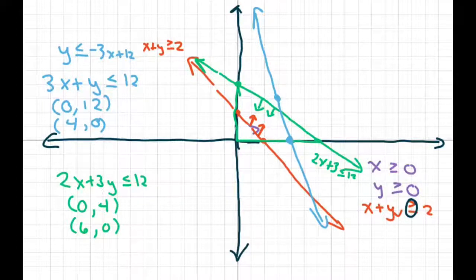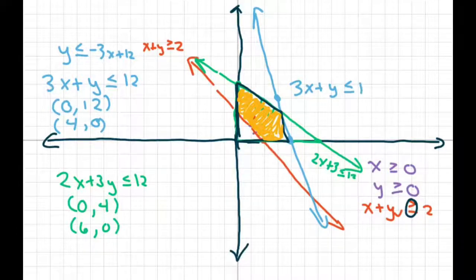So now we have our boundaries here, which is going to be right in here. And you can shade that. Let's shade it like that. That's your shaded area. Now we need to get our corner points. By the way, this blue one that we just did was 3x plus y is less than or equal to 12.